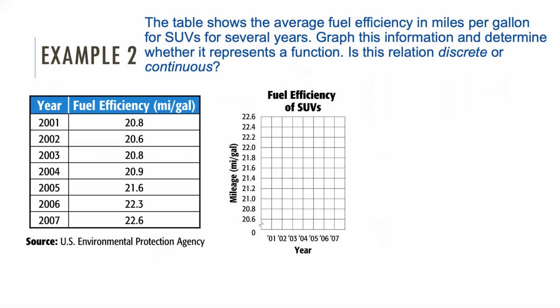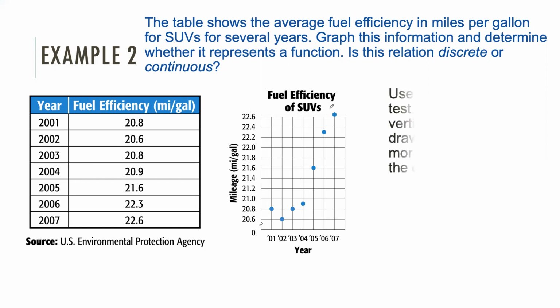So the first thing we're going to do is plot. On our x-axis we have the years, 2001, 2002, and so on to 2007. On our y-axis, we have the miles per gallon. So we're just going to plot all our points. And we notice that between 2001 and 2002, the average fuel efficiency actually went down, which is interesting considering how we want fuel to be more efficient. And then after that, it steadily increased to more miles per gallon.